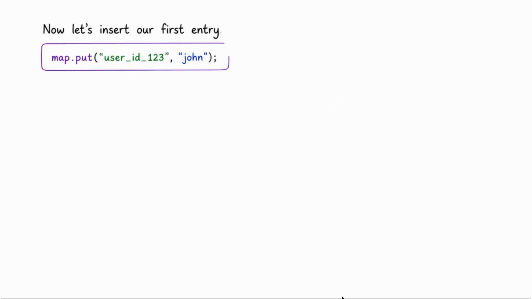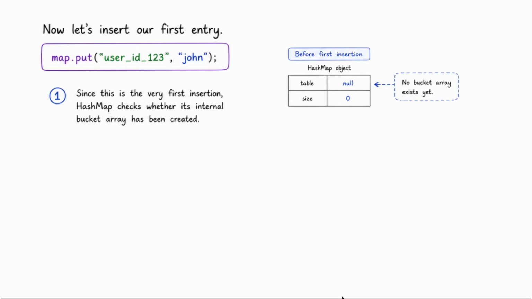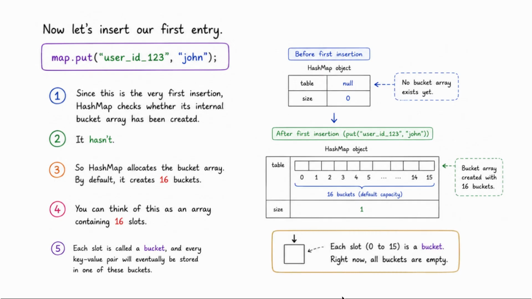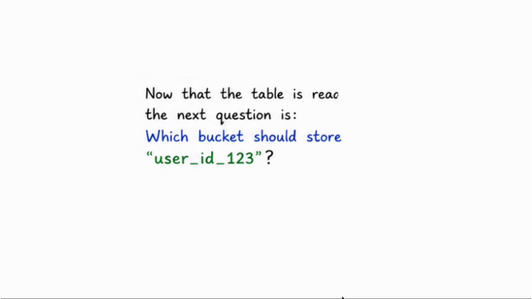Now let's insert our first entry. Since this is the very first insertion, HashMap checks whether its internal bucket array has been created. If it is not, HashMap allocates the bucket array. By default, it creates 16 buckets. You can think of this as an array containing 16 slots. Each slot is called a bucket, and every key-value pair will eventually be stored in one of these buckets. Now that the table is ready, the next question is which bucket should store this key. Let's find it out.